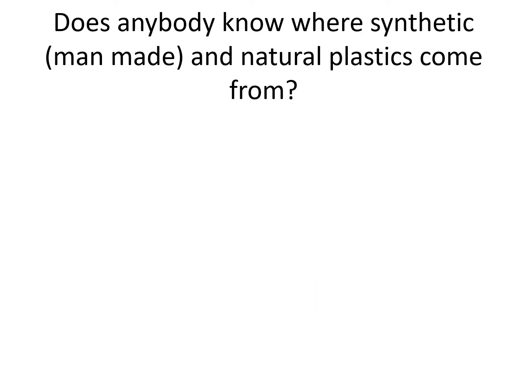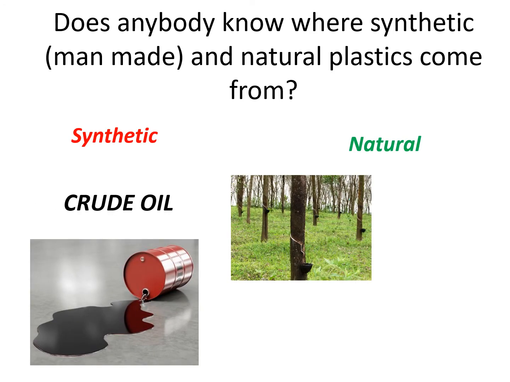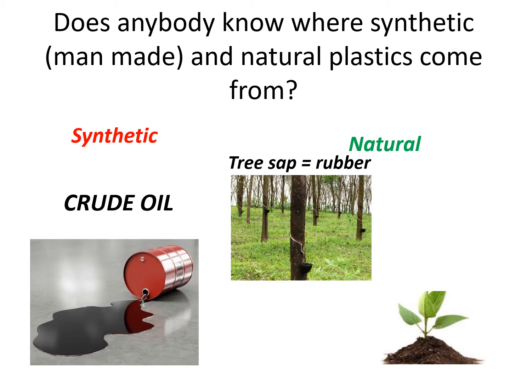Let's start where plastics come from. Plastics come from crude oil. However, we can get some naturally occurring plastics, like tree sap. This can create rubber. We can also get cellulose from plants. This creates an acetate plastic. However, the majority of plastics that we use are synthetic and come from crude oil.